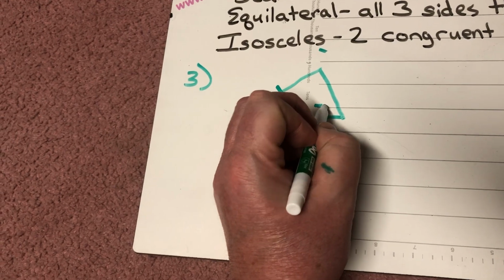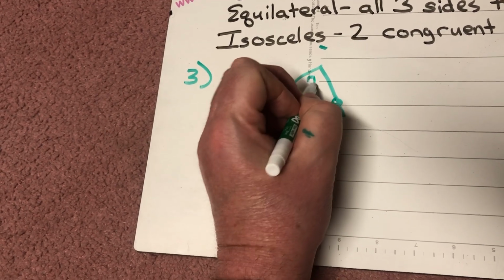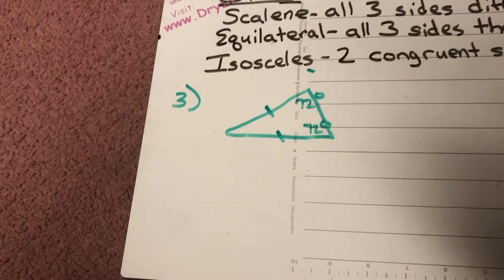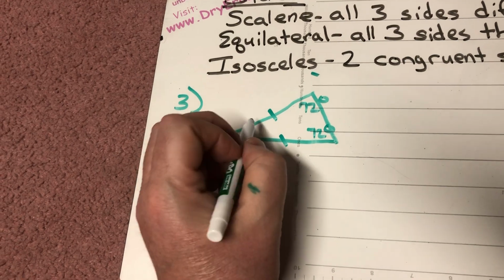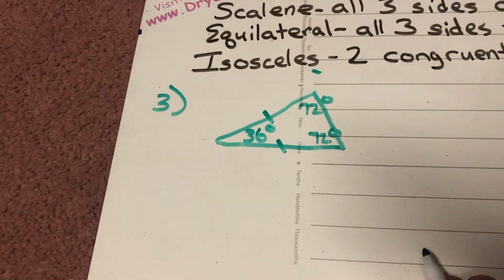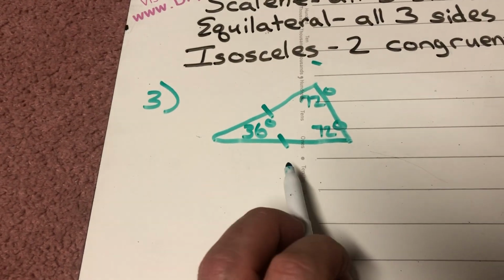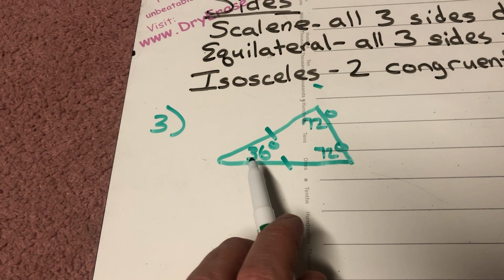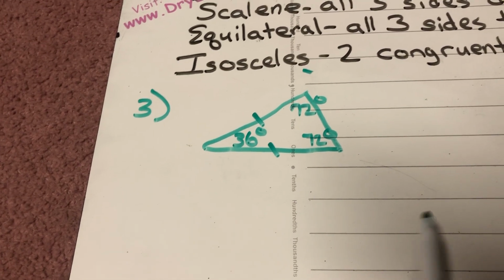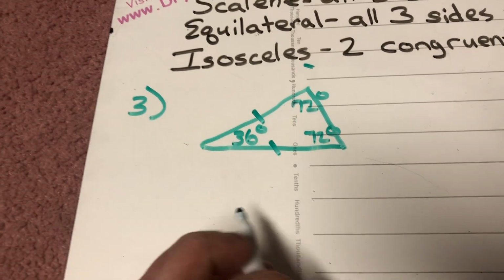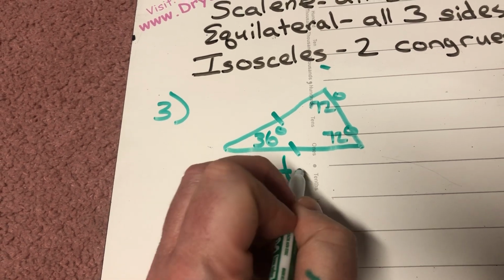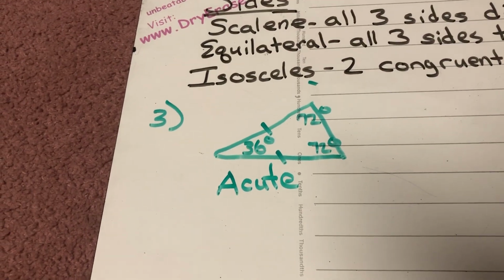And then I have a 72-degree angle here, and a 72-degree angle there. And for it to equal 180, that's 144, so that would be a 36-degree angle there. First of all, I notice that all three angles, the 36, the 72, and the 72, are all less than 90 degrees, which means they're all acute angles. So when I classify it by angles, it is an acute triangle.